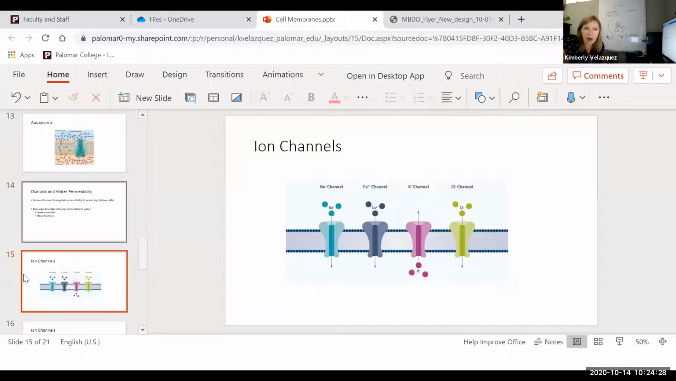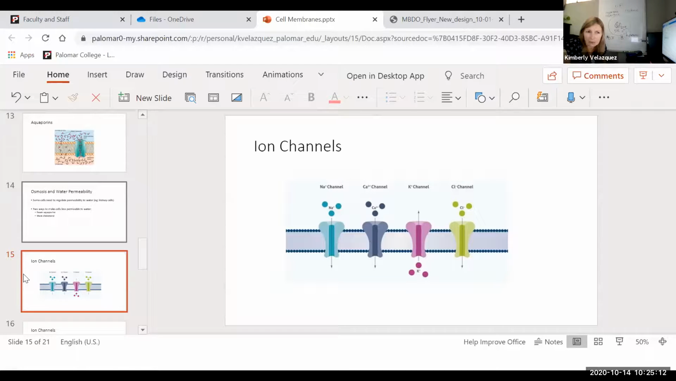Okay, these are just some examples of ion channels. Again, these are channel proteins and they are very ion specific. So we have sodium channels, calcium channels, potassium, chlorine. Moving these ions in and out of the cell is extremely important to your nerve cells and your muscle cells. The way you conduct an electrical signal through your nerve cells is by using these ion channels to move certain ions into the cell or out of the cell. And we're going to talk about that in more detail in a minute.